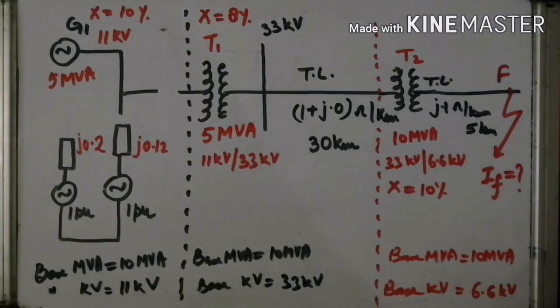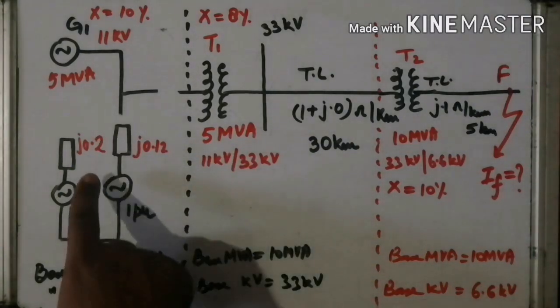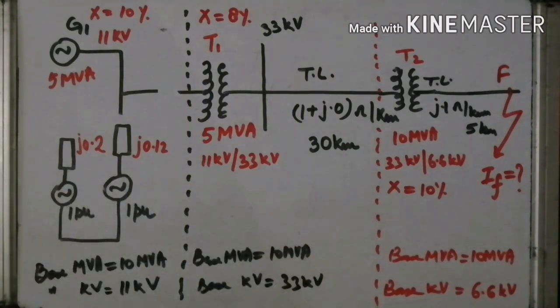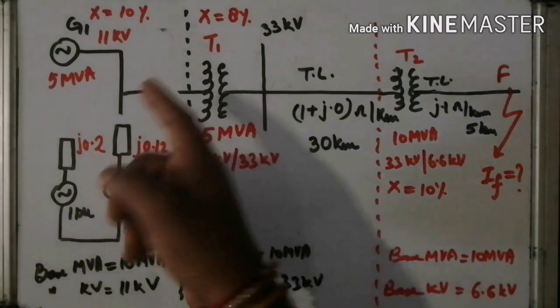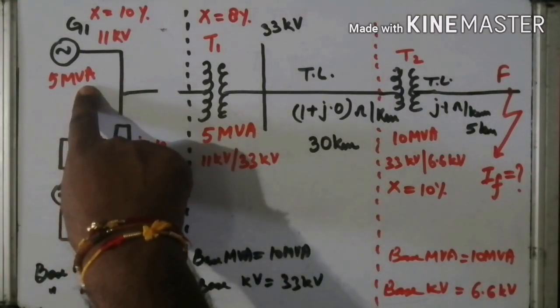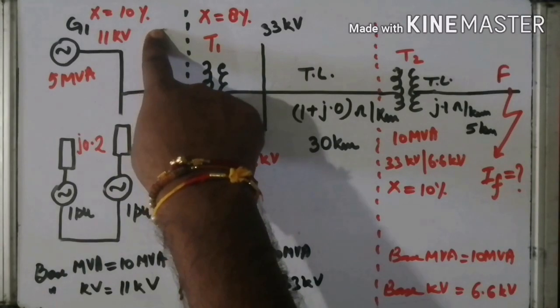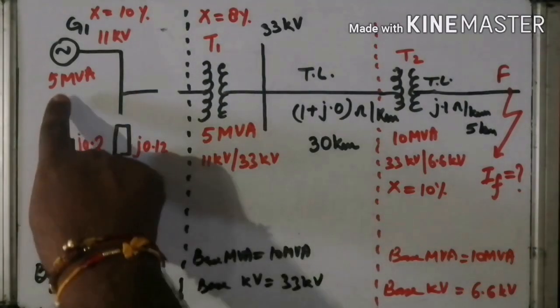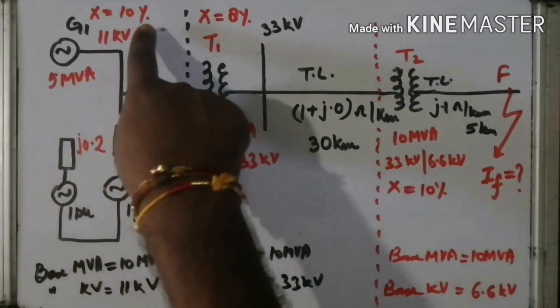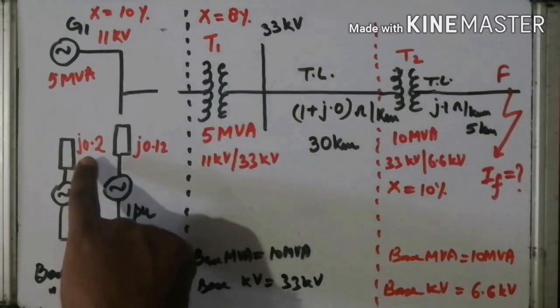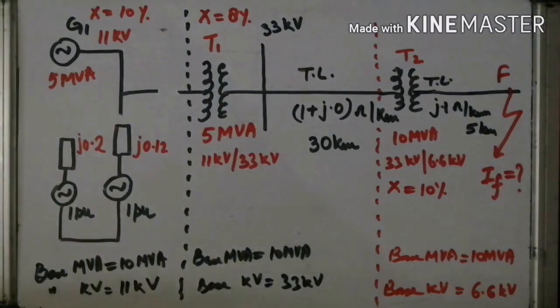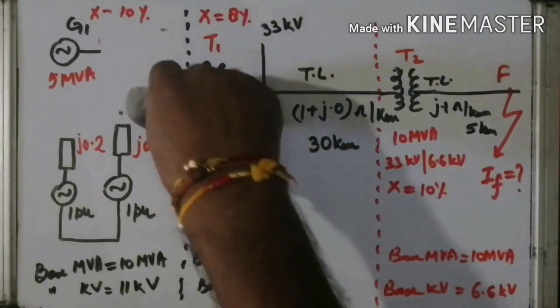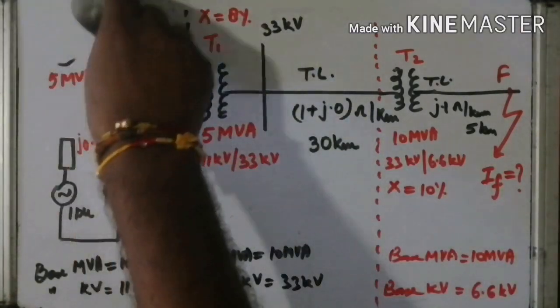Why is it so? Why is it 0.2? See it very carefully. Base MVA rating is 10 MVA, but the rating of the generator is only 5 MVA. It is 10%. Once we convert it to 10 MVA, then it is 20%. That's why it is 0.2. This part is complete now.